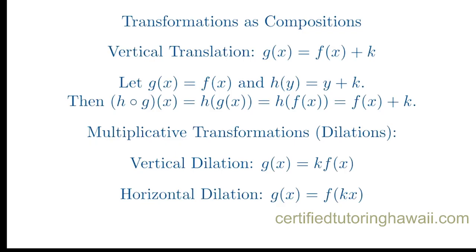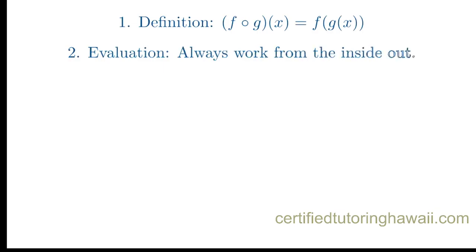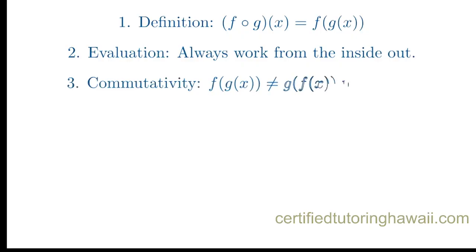Let's quickly recap what we've learned about the composition of functions. First, we learned the definition of a composite function, f of g of x. It's a function inside a function, with the output of the inner function becoming the input of the outer. Second, we practiced evaluating these functions using numerical values, algebraic expressions, and even graphical representations. Third, we saw how crucial the order is. Function composition is not commutative. f of g of x is usually not the same as g of f of x.